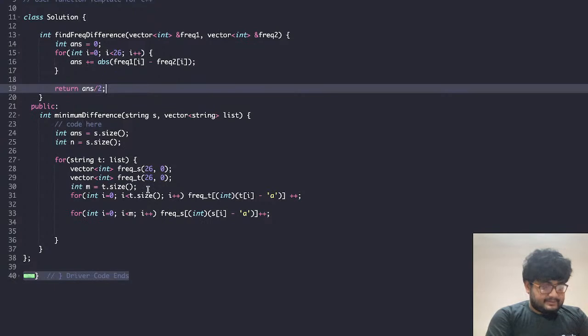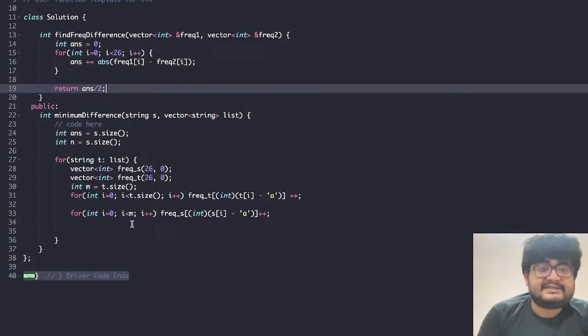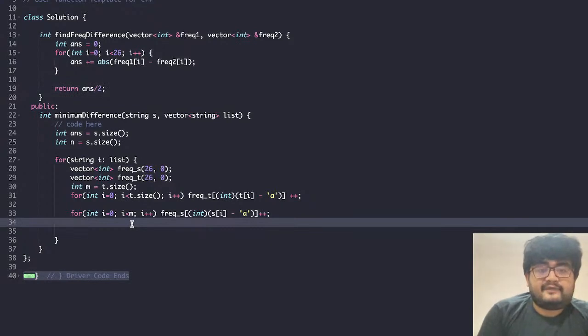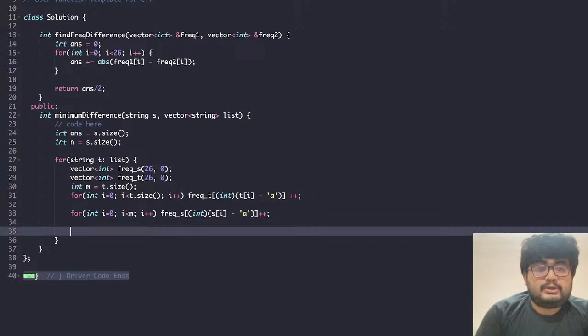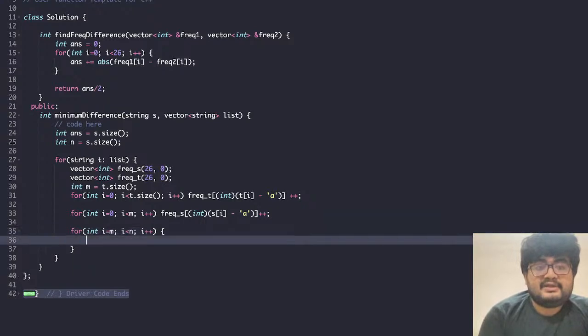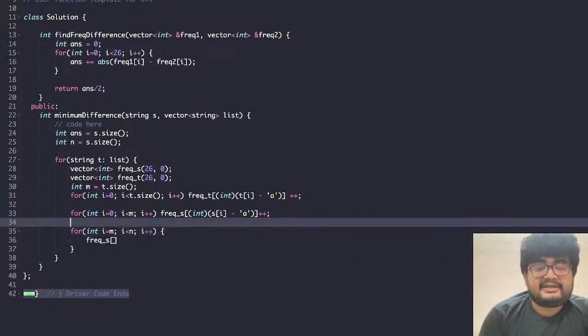I hope this works. Is vector list same as list in Java? Yes, it's same as array list in Java. So frequency int of s of i minus a plus plus, and now we'll start from the next window. We'll use the sliding window. i equals m, i less than n, i plus plus. Which is outgoing? Outgoing is i minus m. So frequency of s, and also we'll update our answer here.